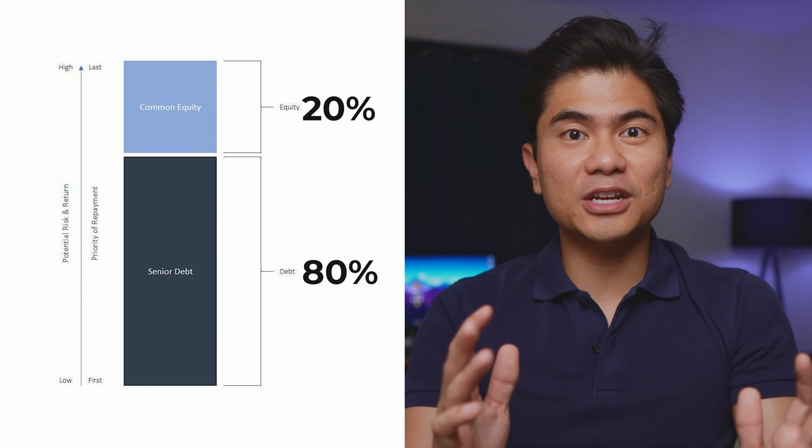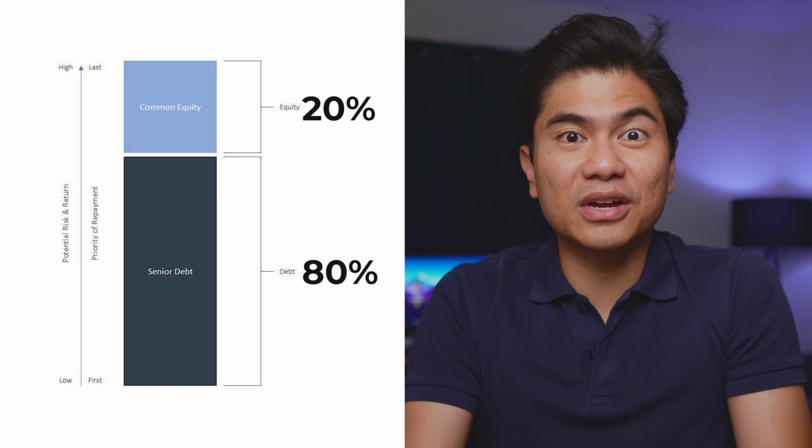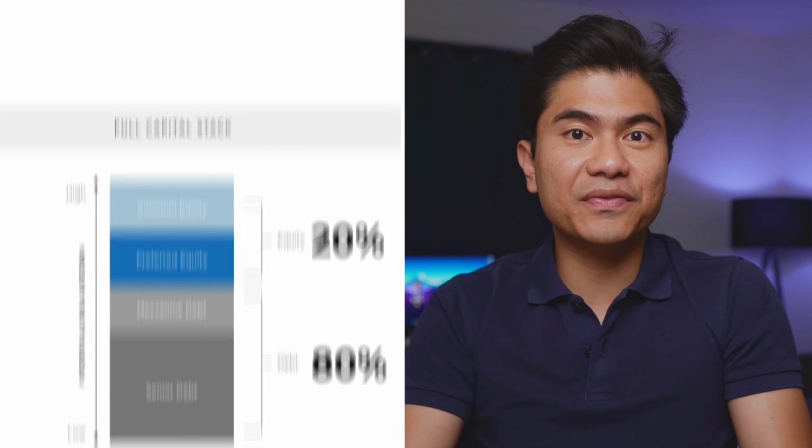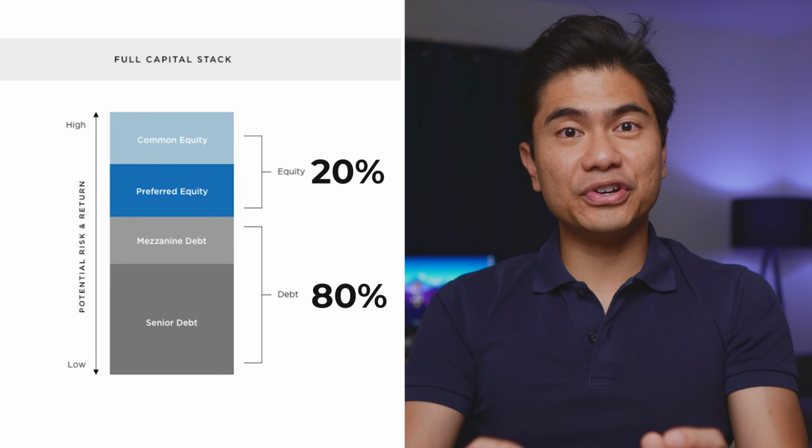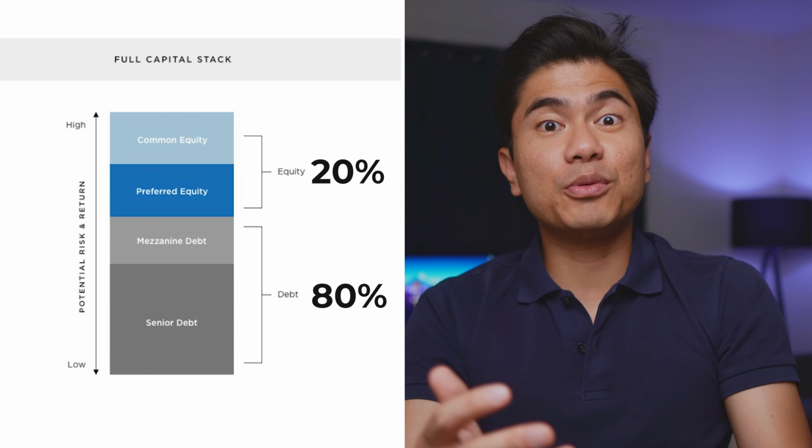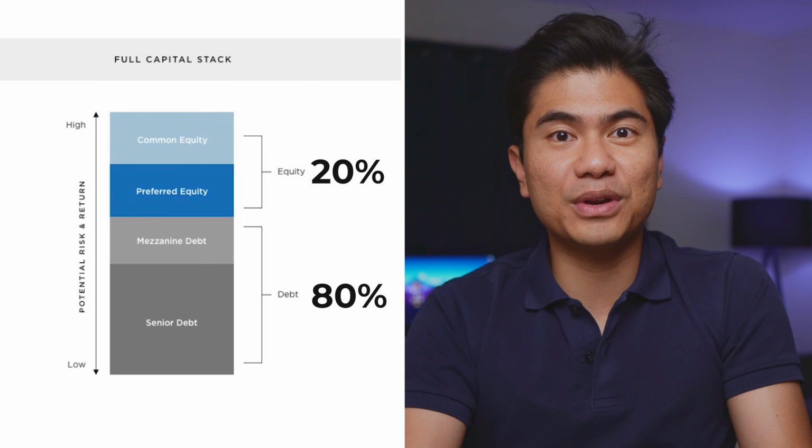Now the stack can have any number of layers, but it is primarily composed of the debt and equity. Debt can be further divided to senior debt and junior debt. Junior debt is also known as mezzanine debt. Equity can also be further divided into preferred equity and common equity.